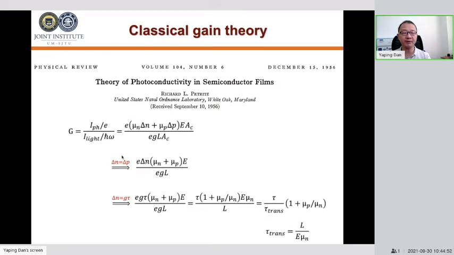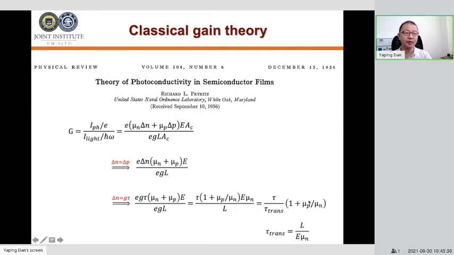According to semiconductor physics, we know that the excess carrier concentration will equal the generation rate times the minority carrier recombination lifetime. So that means delta n equals g times tau. And we plug this equation back into this equation. The equation can be further simplified as tau, the minority carrier recombination lifetime, divided by tau transit, the transit time, times 1 plus mu p divided by mu n.